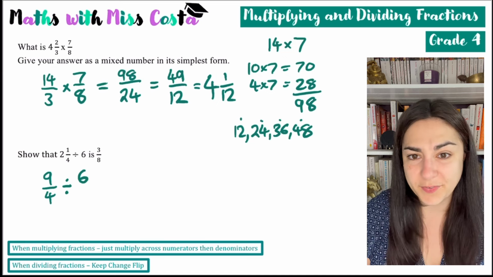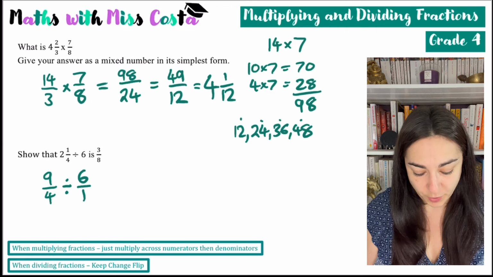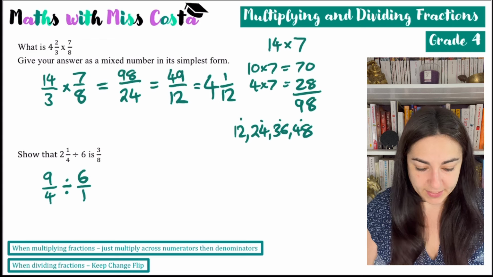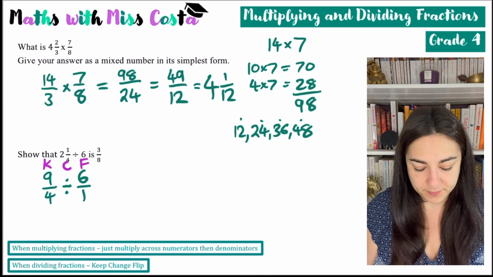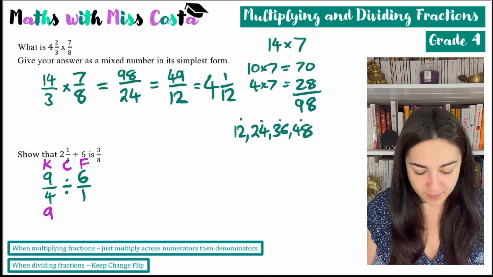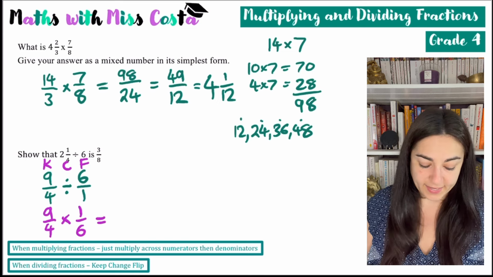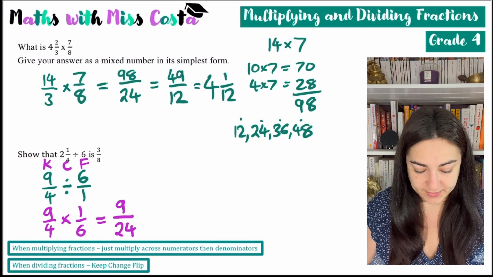Now, whenever we're dividing by any number, we can always turn it into a fraction by writing it over 1, just to make it a bit easier to navigate with fractions. So keep the first fraction as it is, change the sign, and flip the final fraction. So that would become 9/4 times 1 over 6. And what does that give me? 9 times 1 is 9. 4 times 6 is 24.